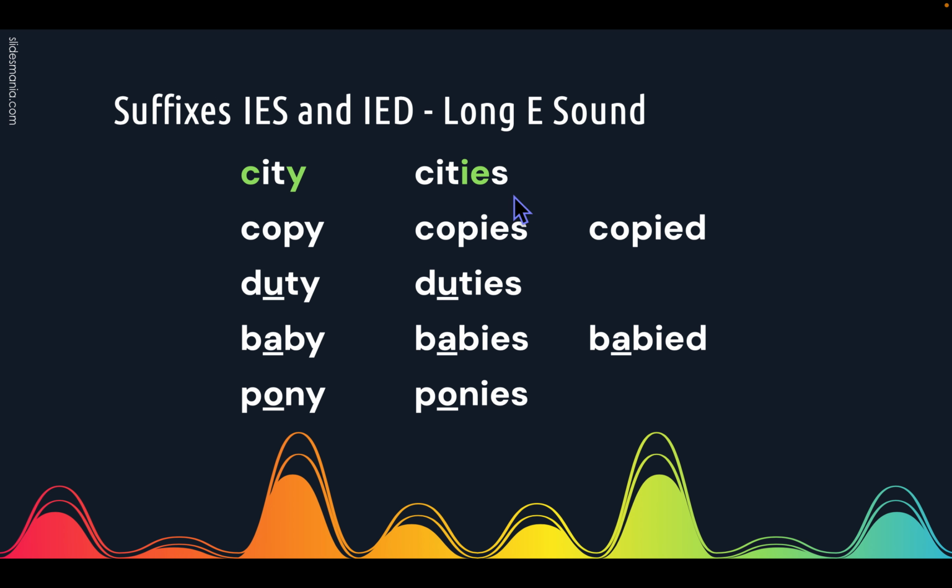City, cities. Copy, copies, copied. These three words all have long vowel sounds. Duty, duties. Baby, babies, babied. Pony, ponies. So again, when the word ends in a Y and you change the spelling of the Y to an IE before adding an S or a D, the IE has the same sound as the Y in the original word did.